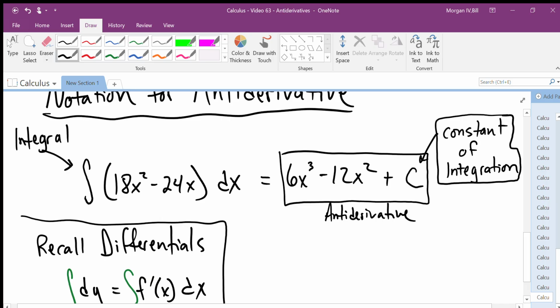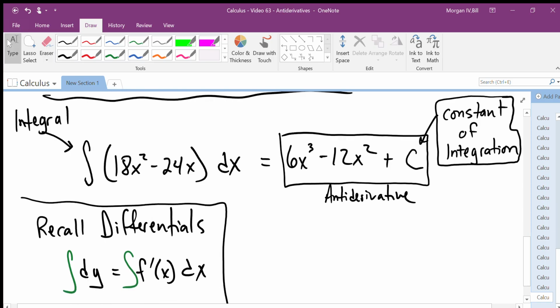Now, if you have the antiderivative, you should be able to take its derivative and get back to the 18x squared minus 24x. Which we would, right? The derivative of 6x cubed is 18x squared. The derivative of negative 12x squared is negative 24x. The derivative of our constant is 0. So we have the antiderivative. You can check your answer by taking the derivative and see if you wind up with the original function that we're taking the integral of, or the antiderivative of.